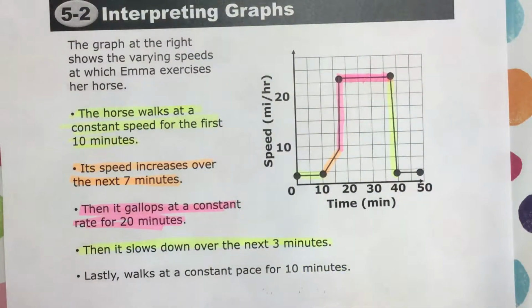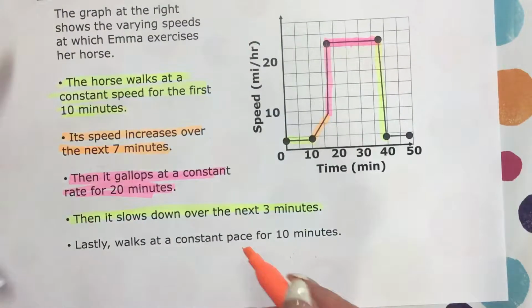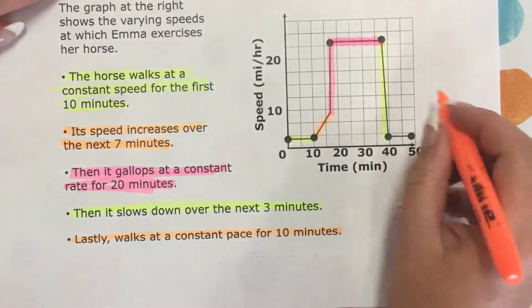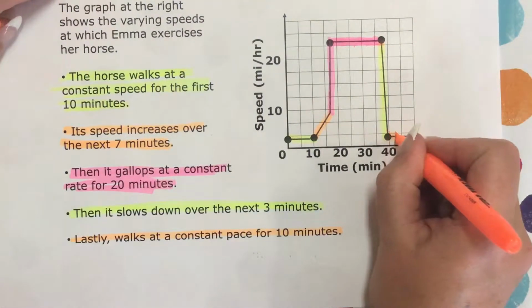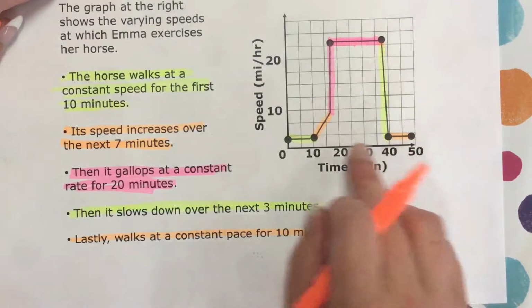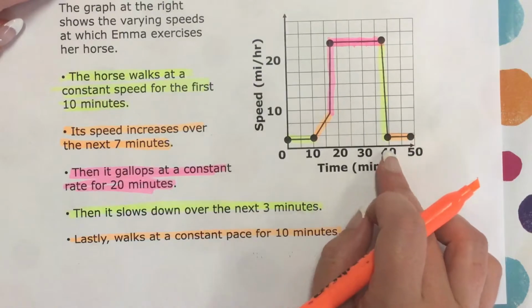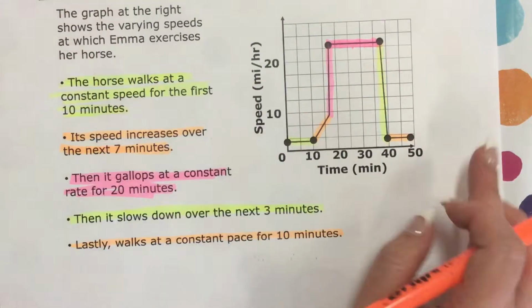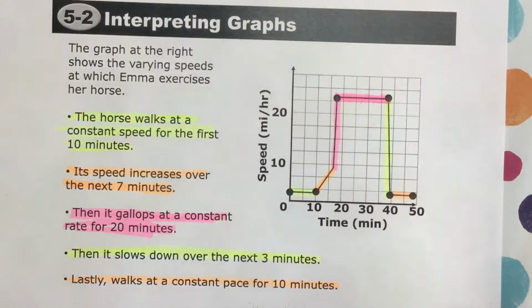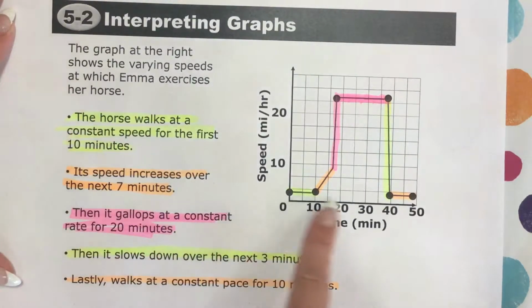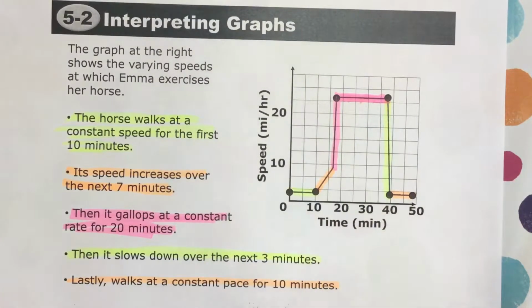And then lastly, the horse walks at a constant speed for the next 10. So now we're back to the walking right here. From 40 to 50 minutes, we're back at our walking speed, which is about 2 miles an hour or so, so that's 10 minutes. So this is just an example of a graph of Emma exercising her horse, and how someone may describe that, and how the description relates to an actual graph.